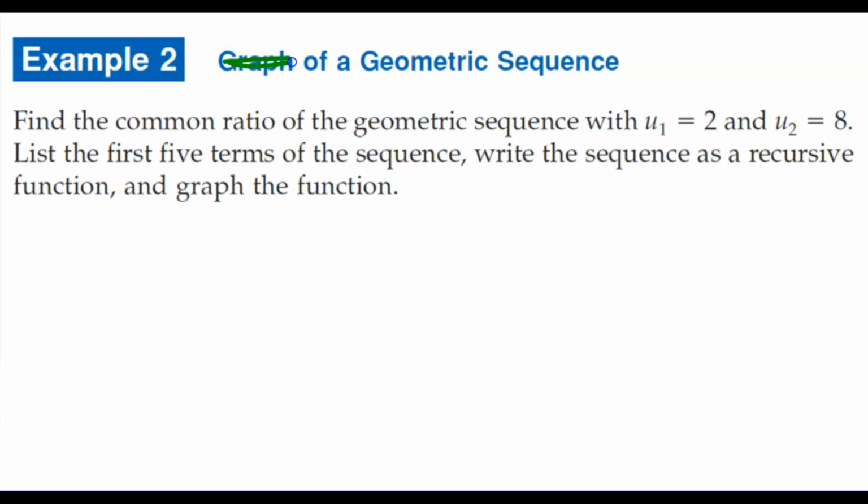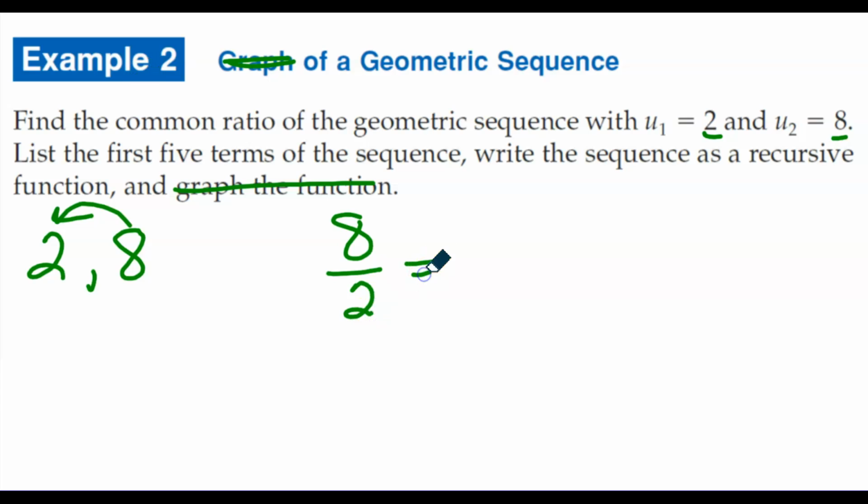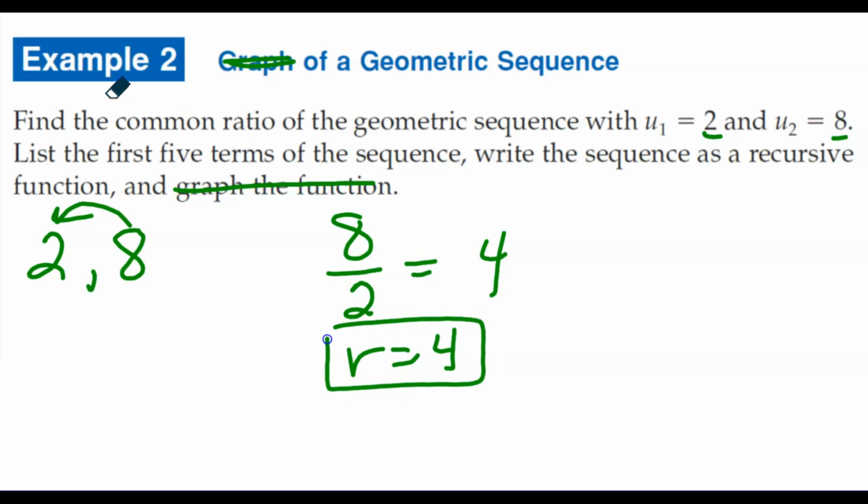Okay, for now we're going to skip the graphing part of this, so we're going to ignore that. But the directions for this example say find the common ratio of the geometric sequence with the first term, u1, being 2, the second term, u2, being 8. First term is 2, second term is 8. We just did this. To find the common ratio, you're going to take a number and work backwards and divide. 8 divided by 2 is 4. The common ratio is 4.